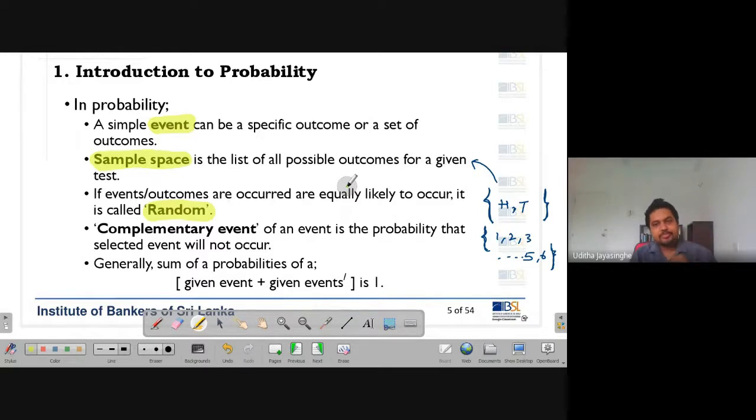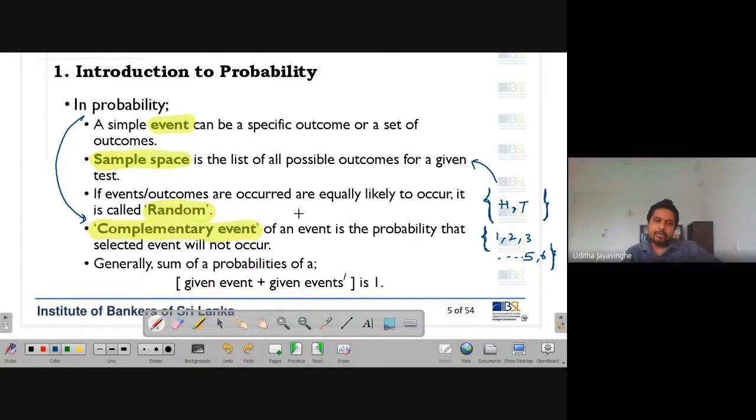Okay. Fourth element, complementary event. Now we discussed the so-called word event, and now we are going to discuss something called a complementary event. The complementary event is nothing but the probability that the selected event will not occur. We call it as a dash.